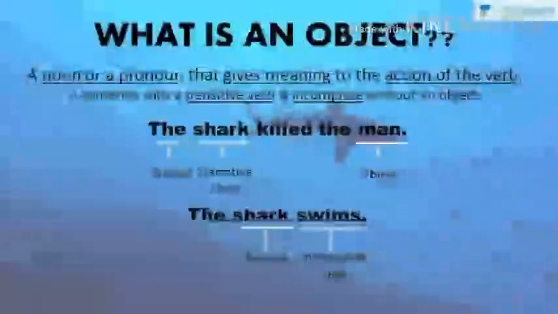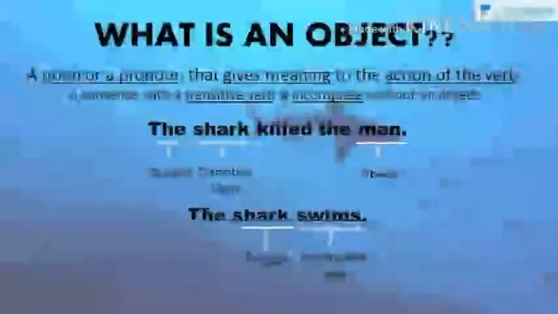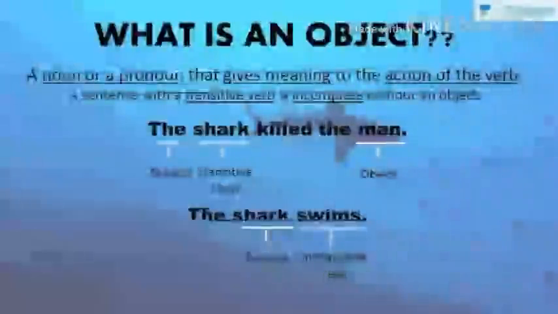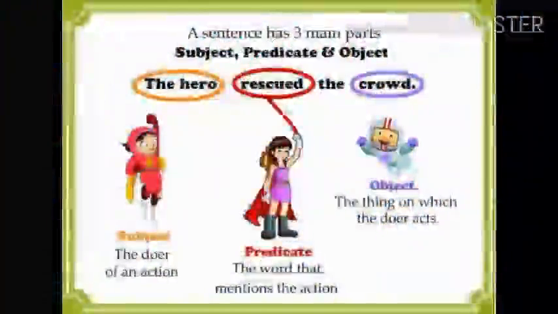See the next example. The shark swims. Here in this sentence, the action performed by the shark is it swims. Yes, swims is the verb. But in this sentence, no one is the receiver of the action. That means there is no one upon whom the action is performed. That's why there is no object in the sentence.